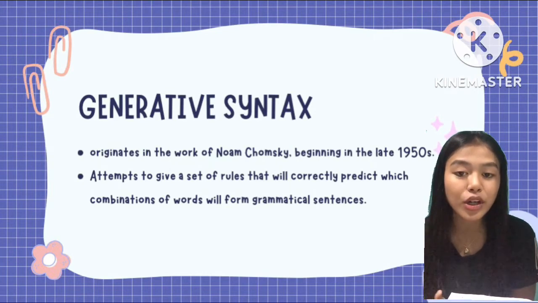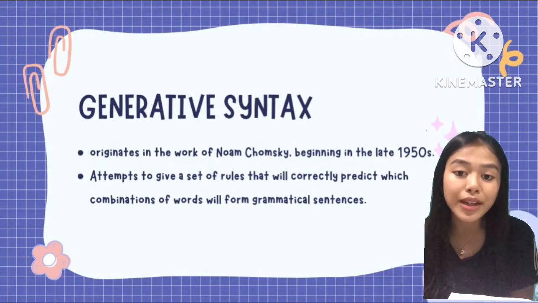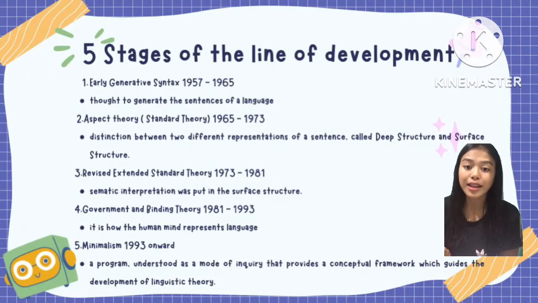generative syntax originates in the works of Noam Chomsky beginning in the late 1950s. It attempts to give a set of rules that will predict which combinations of words will form grammatical sentences. In line with this, there are 5 stages of the line of development which has been informed by Noam Chomsky's own work. Those are: early generative syntax, a thought that generates the sentences of a language.